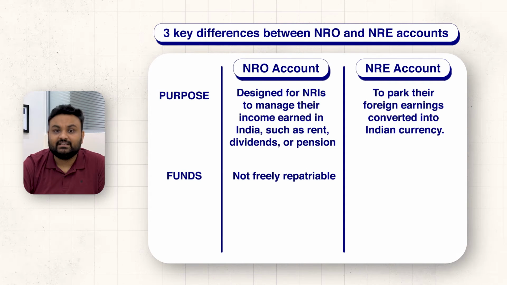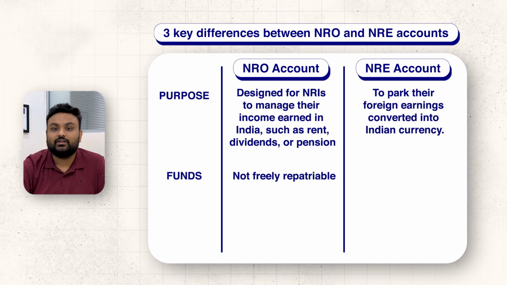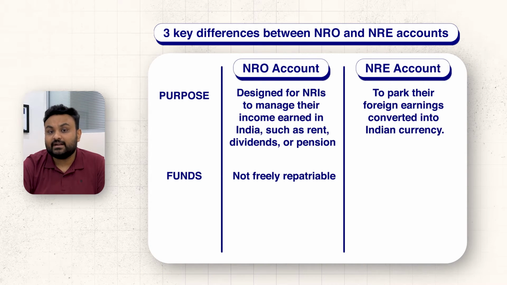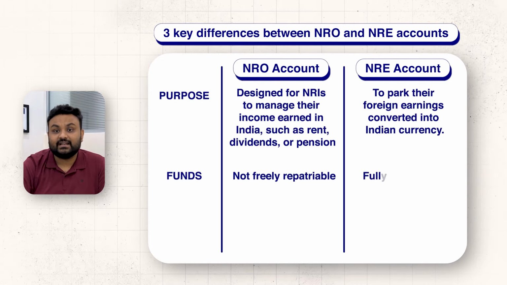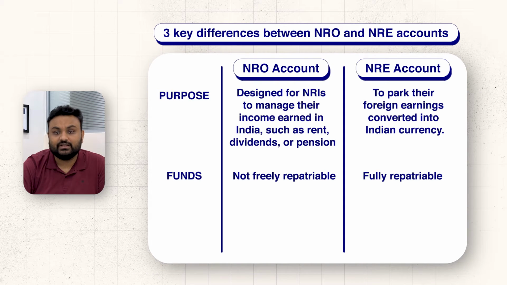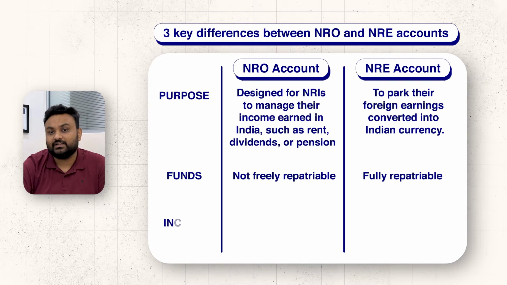Secondly, funds in an NRO account are not freely repatriable. This means that there are restrictions on transferring money abroad. However, up to $1 million per financial year can be repatriated after paying the applicable taxes, whereas the funds in an NRE account are fully repatriable, both principal as well as interest, without any restrictions. This makes it ideal for an NRI looking to freely transfer money abroad.